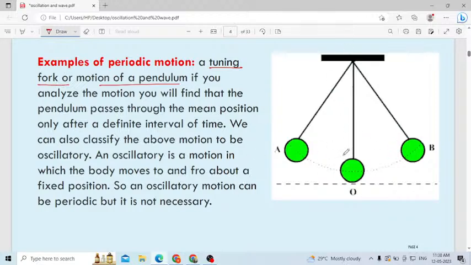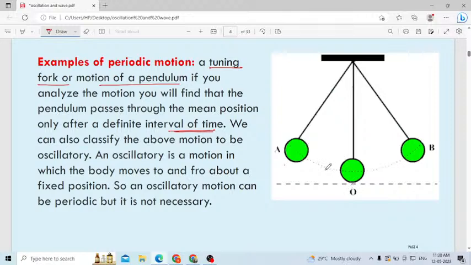Here, consider this a pendulum. When you disturb the pendulum, it will start oscillating, and that oscillation will be periodic. If you analyze the motion, you will find that the pendulum passes through the mean position only after definite intervals of time. This is the mean position. These are the extreme positions. A and B we will consider as the extreme positions.